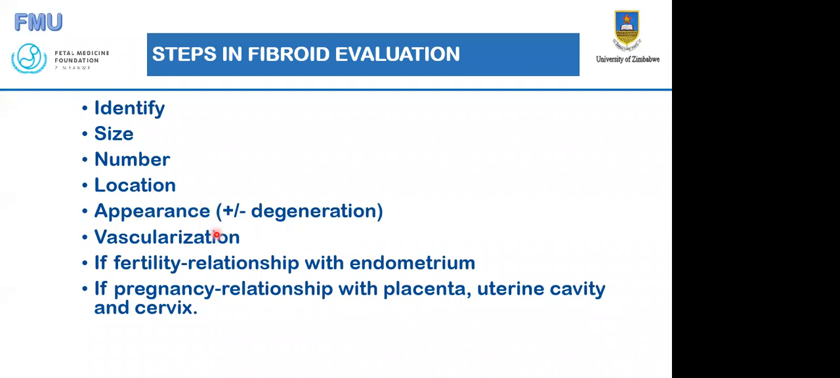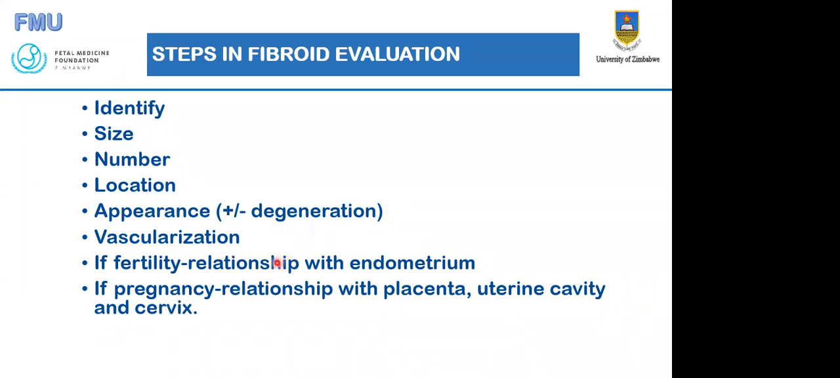Then, of course, you should be able to describe their appearance. How do they appear? Is there evidence of either calcification, degeneration, or red degeneration? And of course, the vascularization pattern should also be described. But we know that normally it's a circumferential vascularization pattern we see in fibroids, instead of the intralesional pattern we see in adenomyomas.